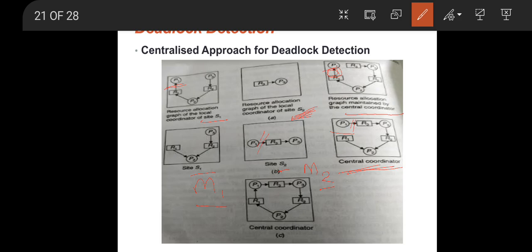Now when the central coordinator receives message M1, and after that M2, it will perform the operations in the global wait-for graph, or resource allocation graph, accordingly. And here also it finds that the system is not in a cycle. The system is not in a deadlock condition, so it is fine and correct. This is the true state. What is represented by the global wait-for graph is actually the condition of the entire distributed system.